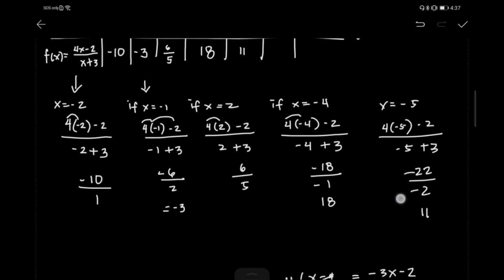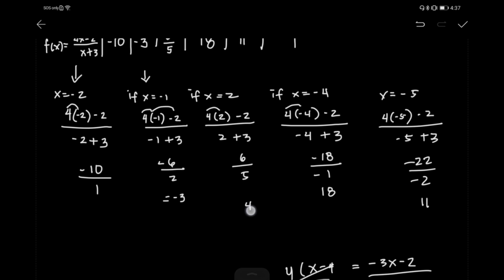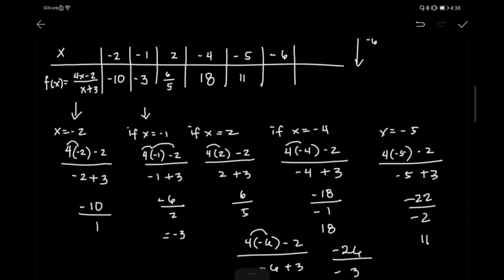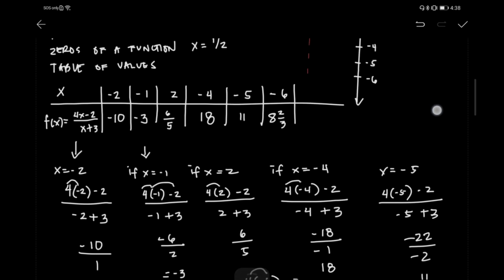If x naman natin is negative 6, so this is 4 times negative 6 minus 2 all over negative 6 plus 3. So this is 4 times negative 6, negative 24. Then minus 2, negative 26, all over negative 3. So 26 over 3 is equivalent to 8 and 2/3. So this time, plot na natin.